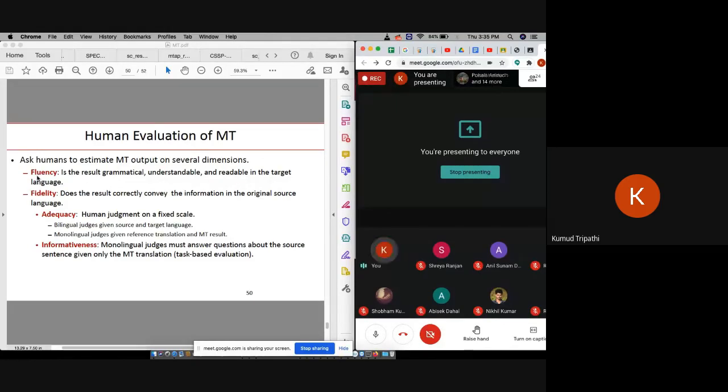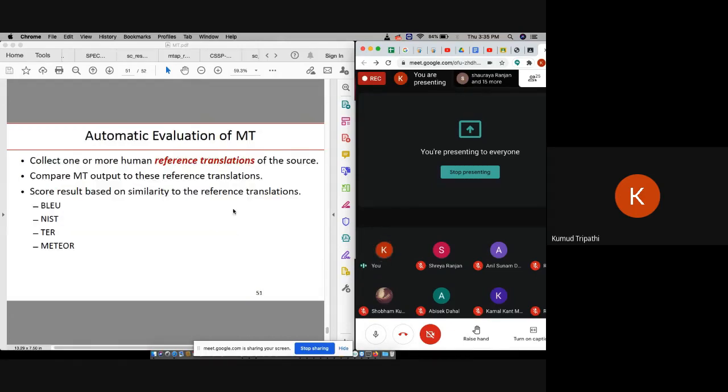So what you can check: fluency, fidelity. Fidelity means, does the result correctly convey the information in the original source language? Whatever we wanted to convey in the source language, is it conveyed by the target language after translation? That is fidelity. Now adequacy is human judgment on a fixed scale. Suppose you have a scale value like 1 to 10, and at what level the human is going to judge that translation. Now, in the case of automatic or machine evaluation, it is a scoring based technique, given by BLEU, NIST, TER, and all these techniques.